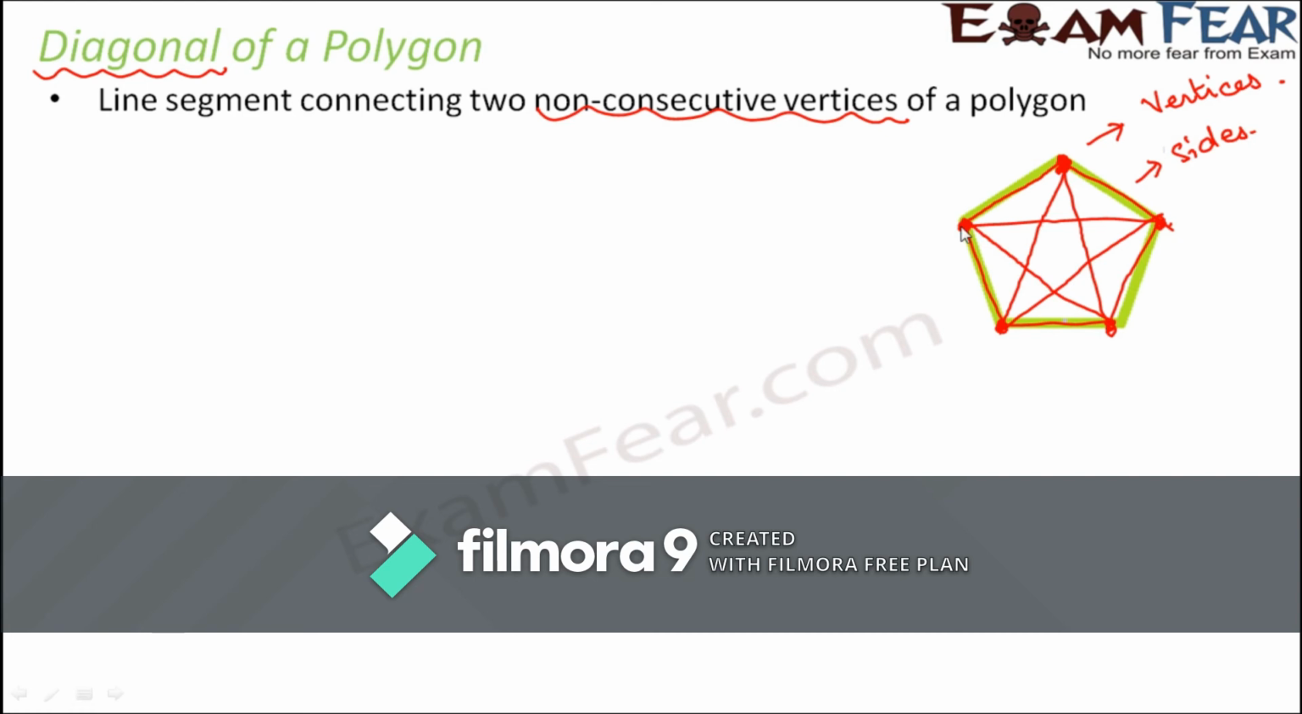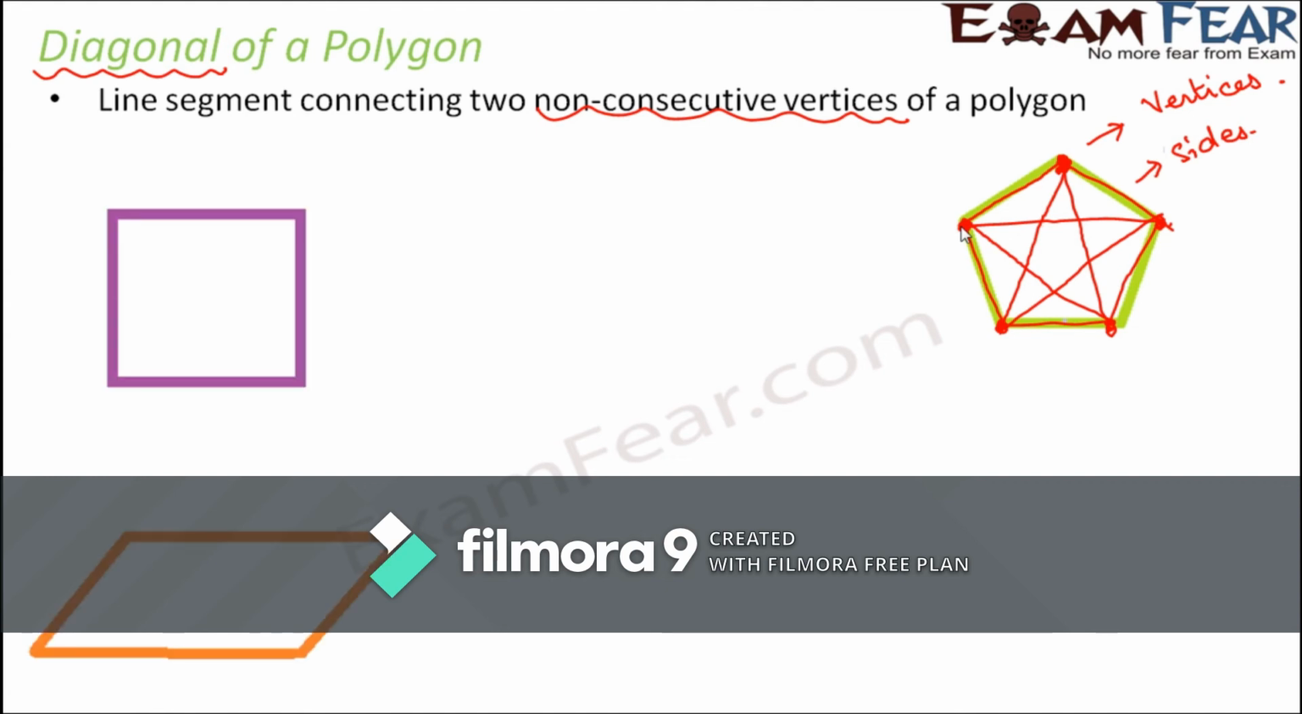Now, this depends on how many sides the polygon has. A polygon which has 4 sides will have a lesser number of diagonals. A polygon which has 10 sides will have more diagonals, because more sides would mean more vertices, and more vertices means there could be more possibilities of line segments joining non-consecutive vertices. So let us look at some more examples.